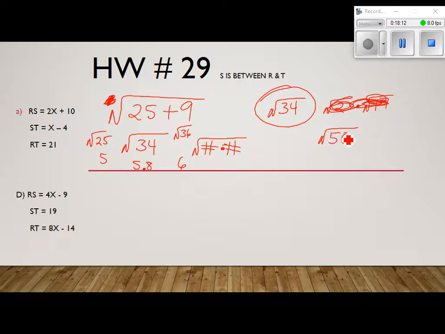Square root of 50. That's not a perfect square number, but it will break down. What's a perfect square number that will divide evenly into 50? 25. 25 times what? 2. What is the square root of 25? 5. So that comes out of the radical. The 2 stays under the radical. That's the best answer: 5 times the square root of 2.